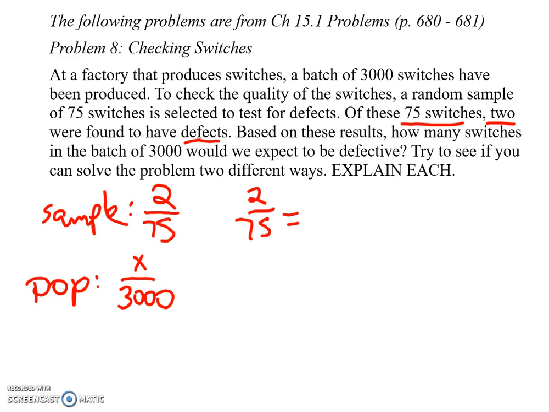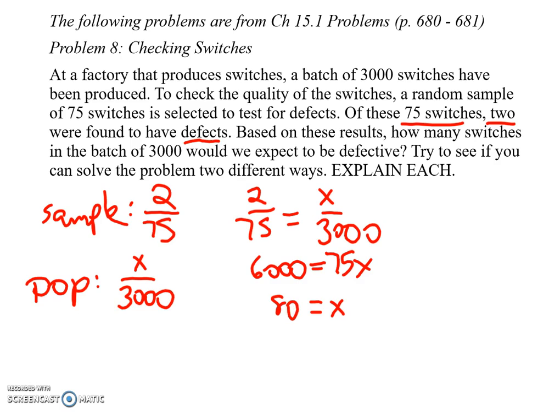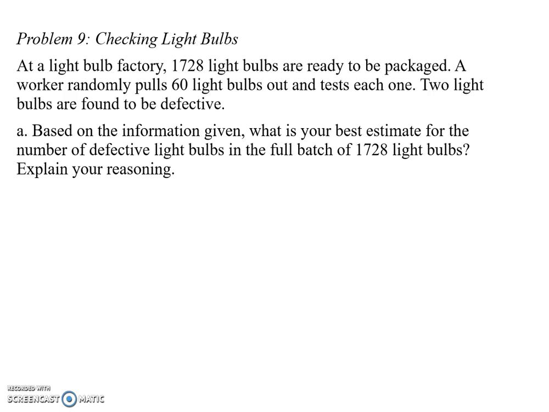That's the whole point, is that we can theoretically determine what that value should be. So we would set these two ratios equal. So we'd say that 6,000 equals 75x, and we get that x would come out at 80, which means that we would expect out of the 3,000 switches that were made, that 80 of those would be defective.